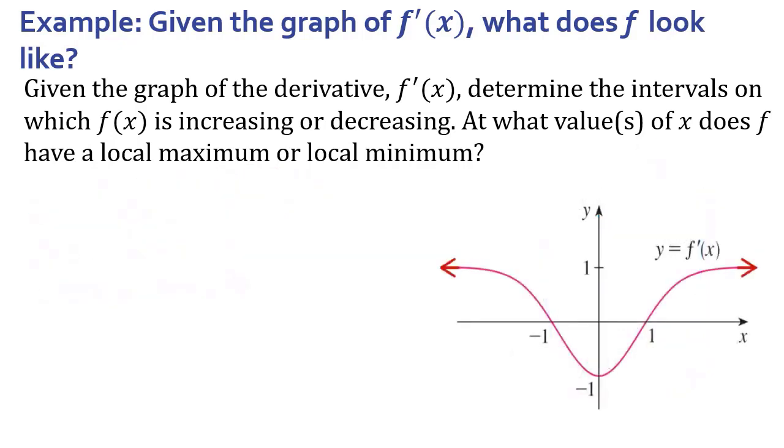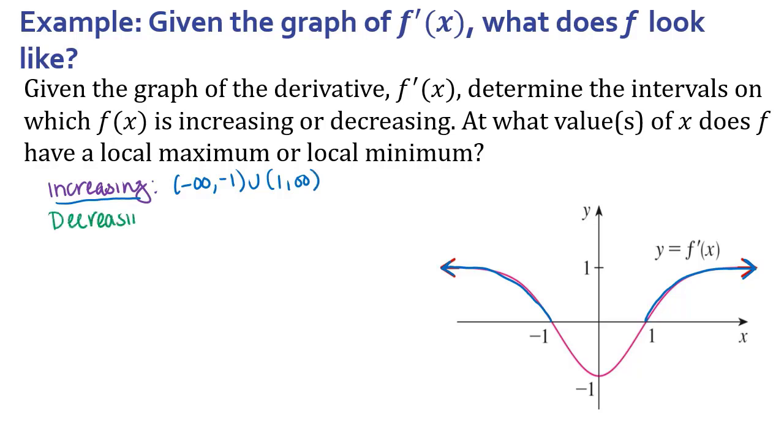All right, let's do this again. Given the graph of the derivative, determine the intervals on which f of x is increasing or decreasing. At what values of x does f have a local maximum or local minimum? Okay, so again here we say that a function is increasing where the first derivative is positive. So that first derivative is positive on this interval, and it's positive on this interval. So we would say that this function is increasing from negative infinity to negative 1, and then from 1 to infinity.